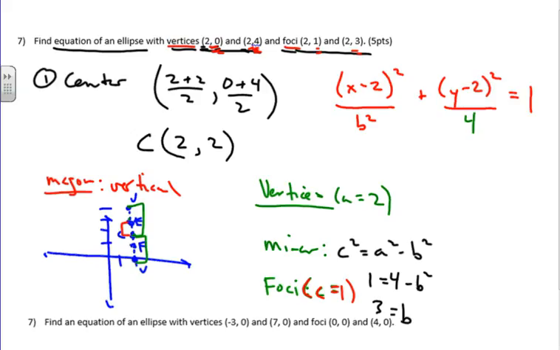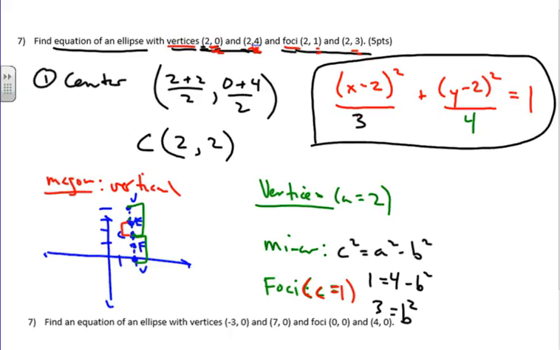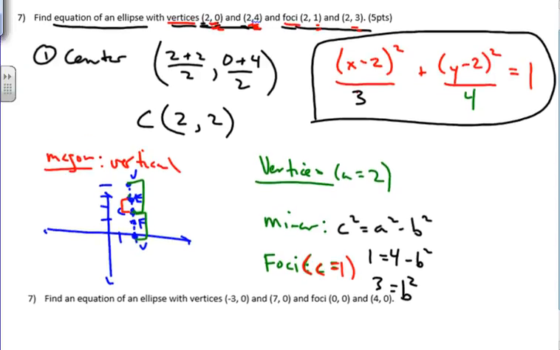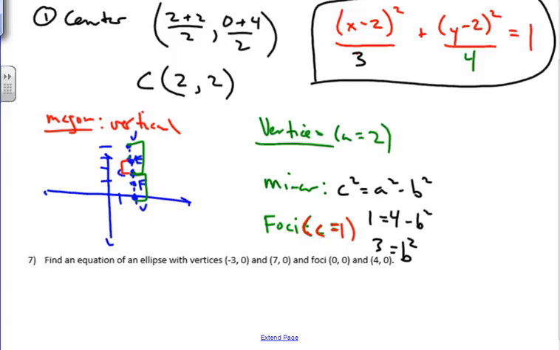So we take our b squared, we have to put that in there. B squared is going to be 3, and that is our equation of the ellipse. All right. Once again, we found the center, major axis, determined their a values and b values that help us determine where their a squared and b squared is for the major axis, and then we figure that out.